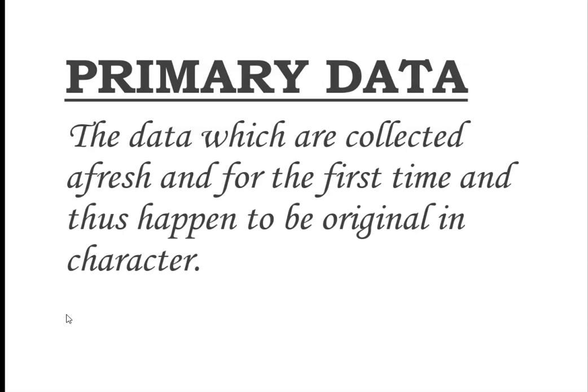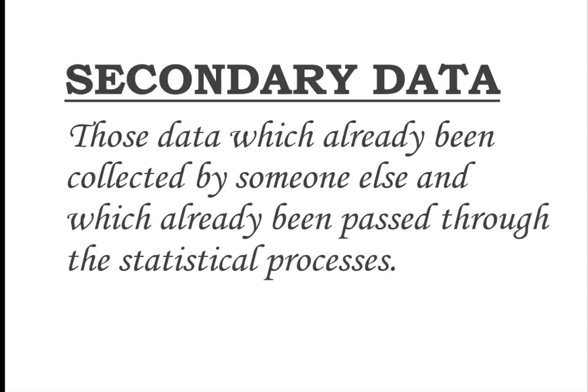So, what is primary data? Data which are collected afresh and for the first time, and happen to be original in nature, are known as primary data. Secondary data are those data which have already been collected by someone else and which have already been passed through the statistical analysis process.